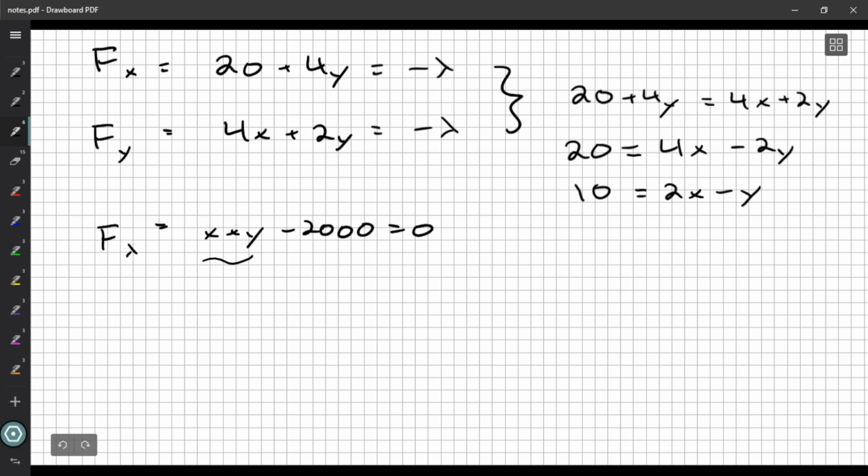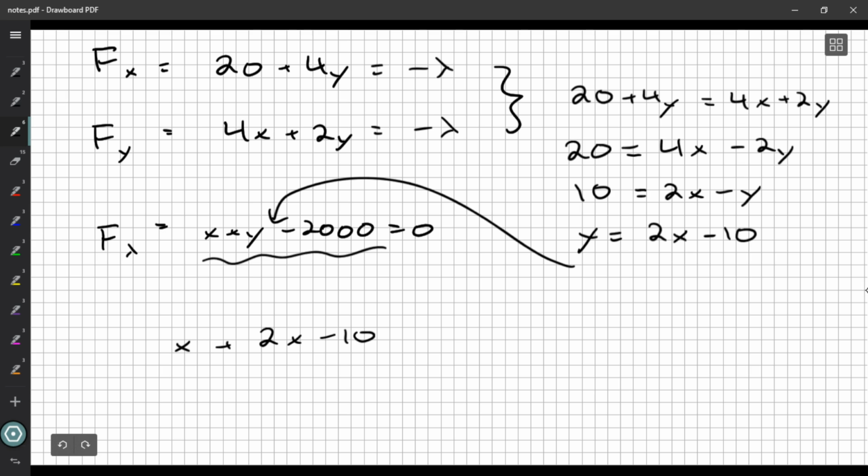We also have another expression relating x and y. I suppose we could bring the y back over and we can rearrange it like this. y is 2x minus 10. And we could take that and plug it in for the y over here. So x plus 2x minus 10 minus 2,000 is equal to 0. So 3x is equal to 2010.